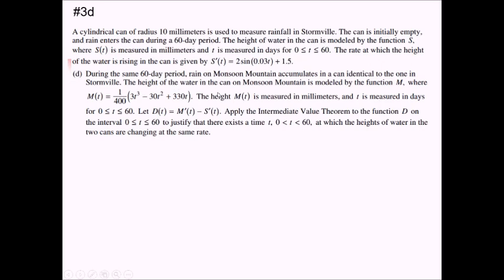Now, they said let d equal basically m prime minus s prime. They want us to apply the intermediate value theorem to this function they just defined on the interval from 0 to 60 to show there exists some time on the interval where the heights of the water are changing at the same rate. If the heights are changing at the same rate, that means m prime and s prime have the same value, which means that if I subtract one from the other, I ought to get a value of 0. So I'm basically trying to use the IVT to show that d of t equals 0 for some c value on the interval from 0 to 60.